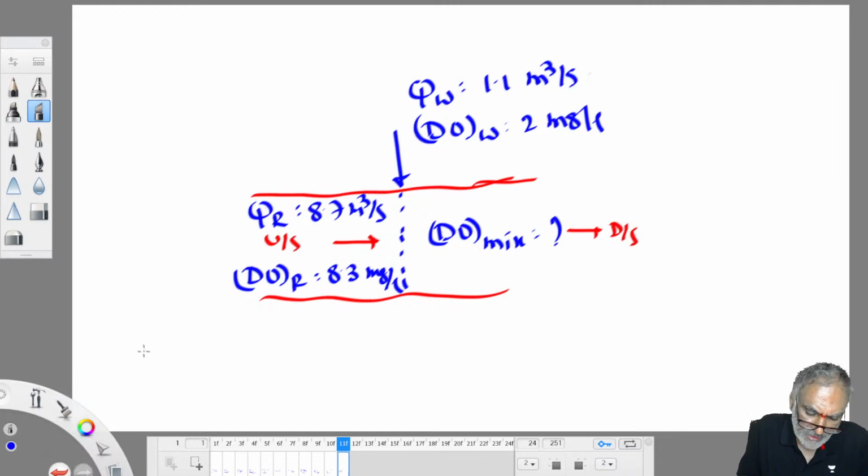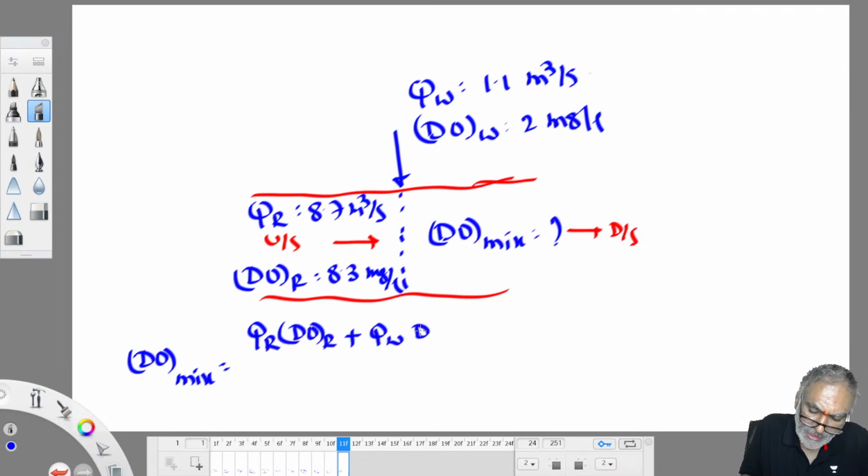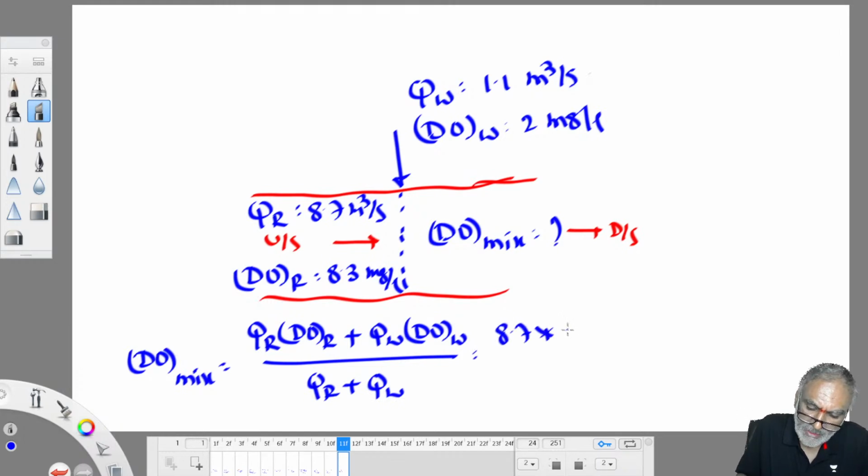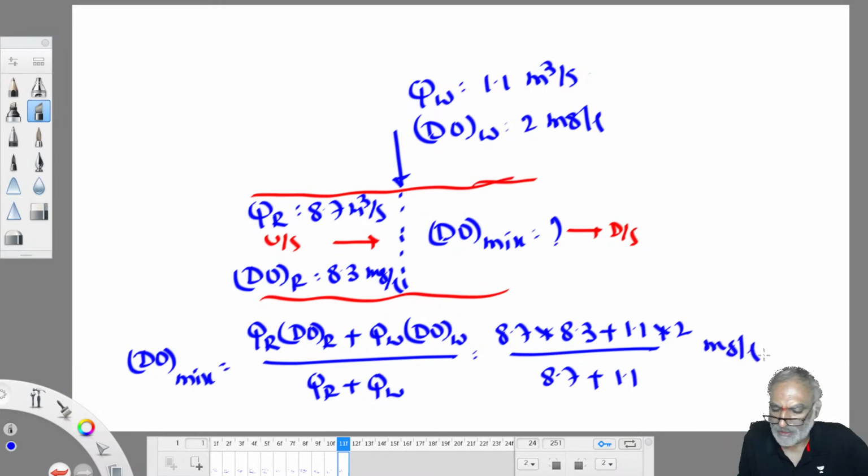So DO mix immediately after this can be worked out. DO mix is equal to, instead of Y mix, DO mix here: Q river into DO river plus Q wastewater into DO wastewater, by Q river plus Q wastewater. So it is 8.7 into 8.3 plus 1.1 into 2, by 8.7 plus 1.1. So straight away you get milligram per liter. Come on, work it out.